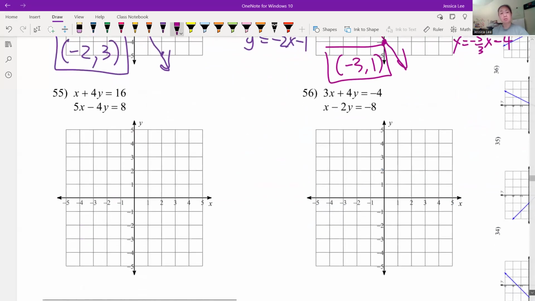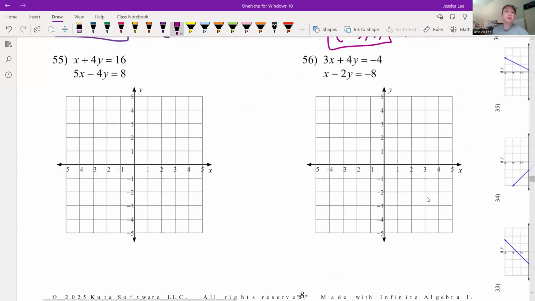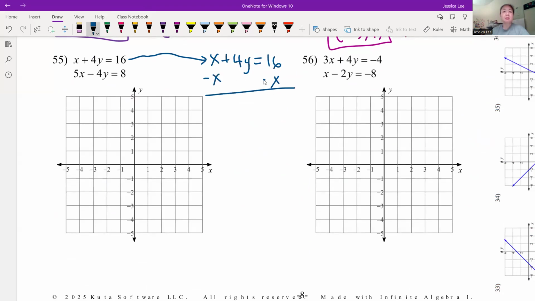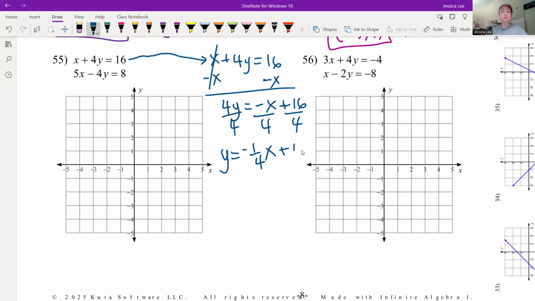Okay. Scroll up a little bit. There we go. Perfect. All right, so we're going to do the same thing for the first equation: x plus 4y is equal to 16. Subtract x on both sides, and we got 4y is equal to negative x plus 16. Then we're going to divide everything by 4. So y is equal to negative 1/4 x plus 4.